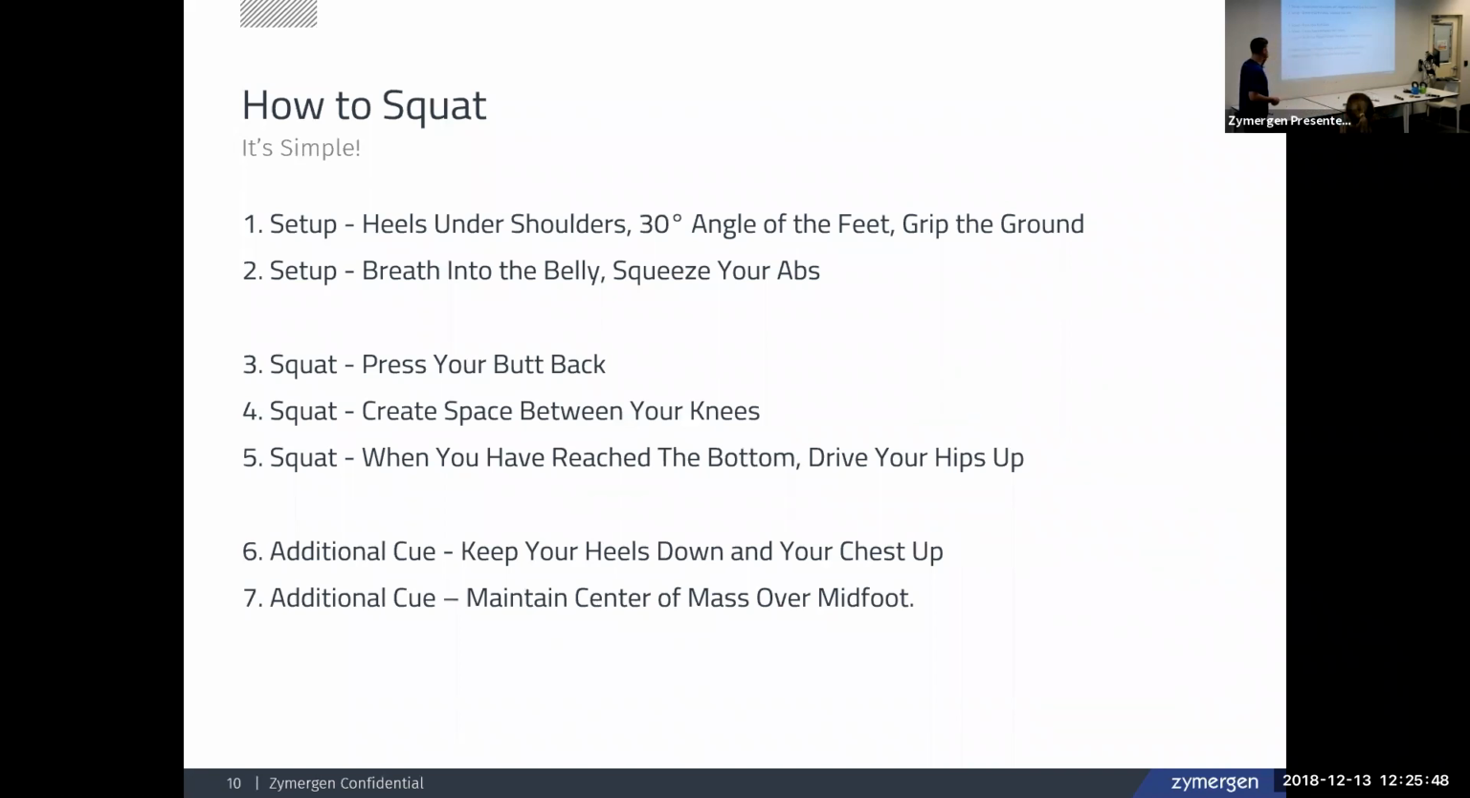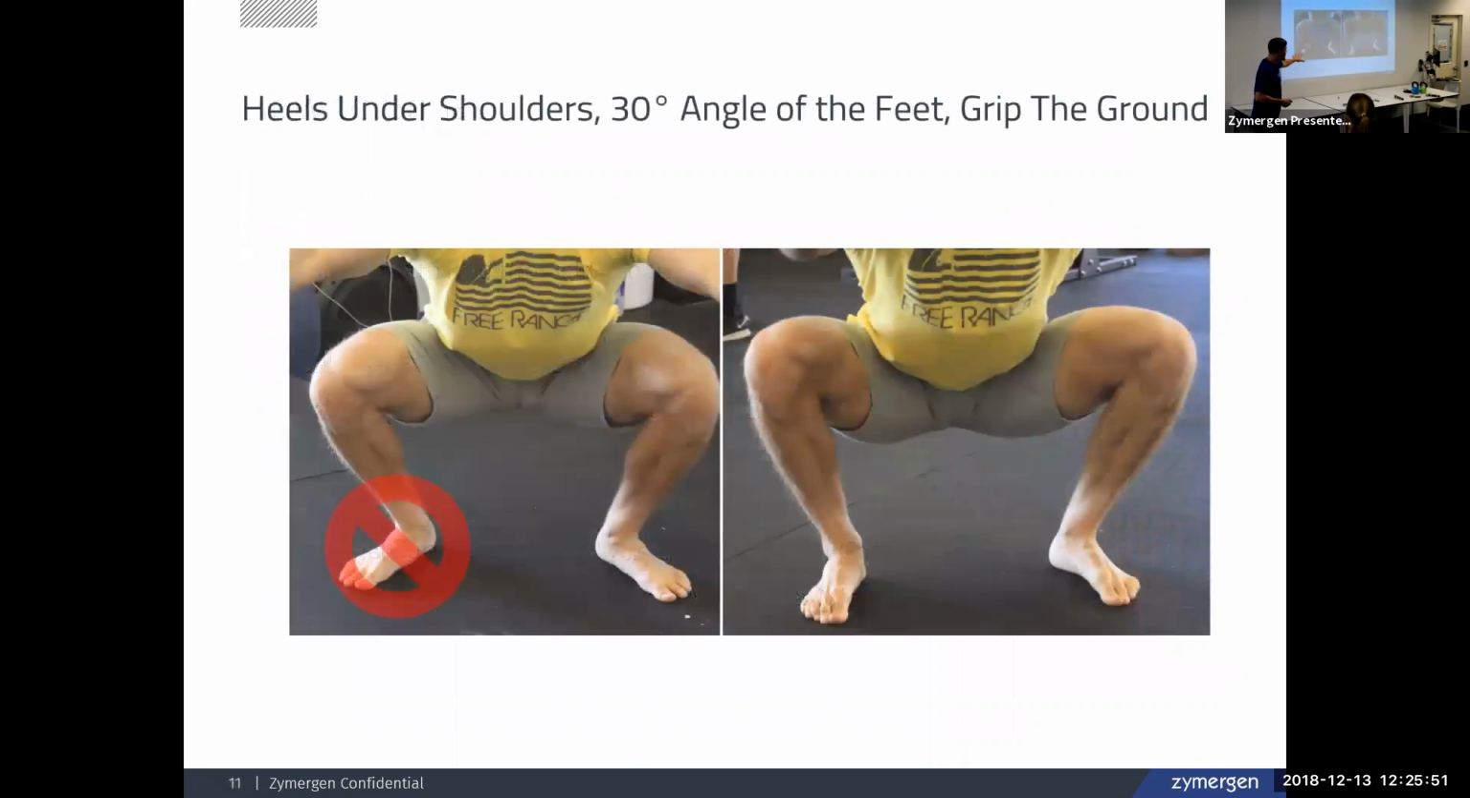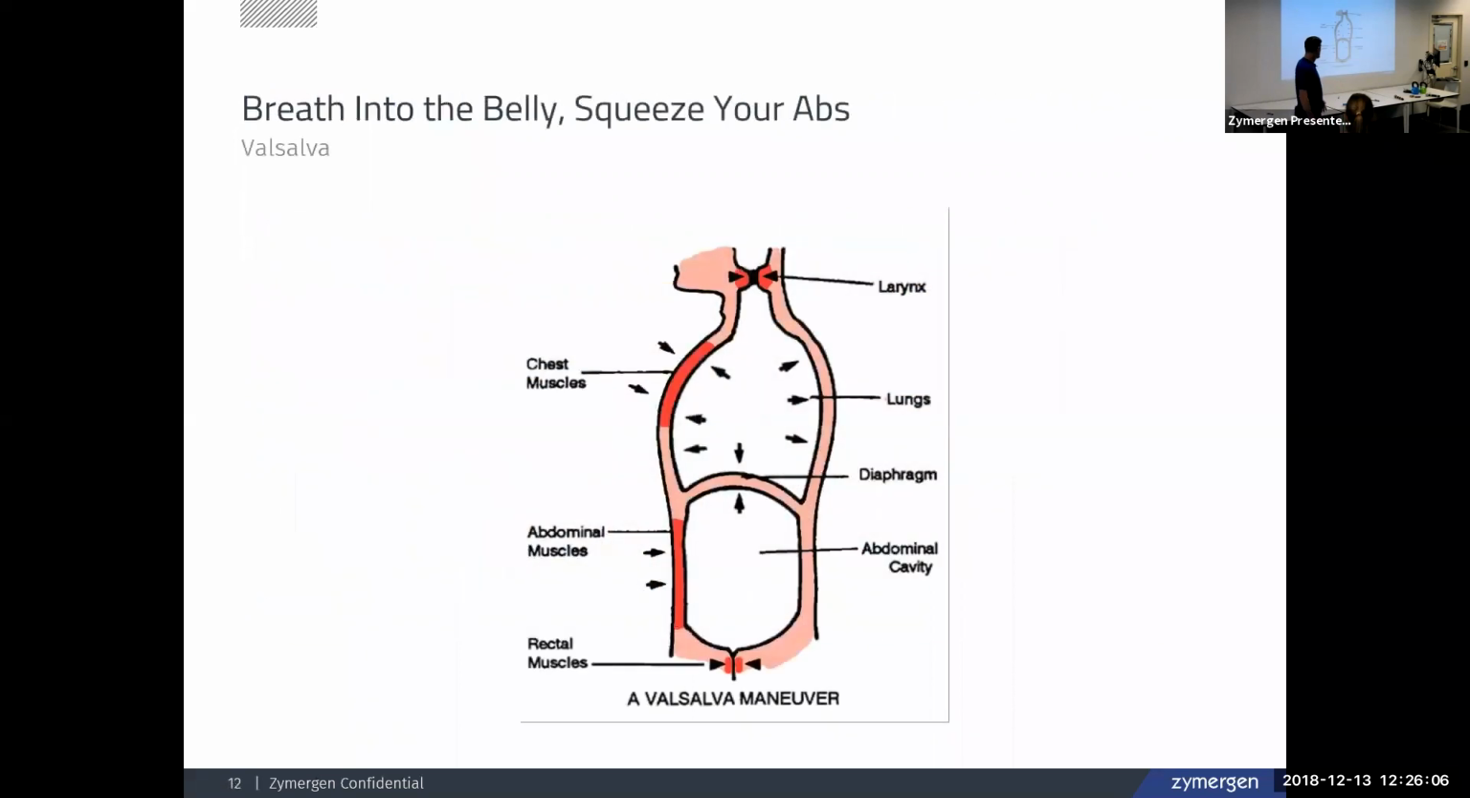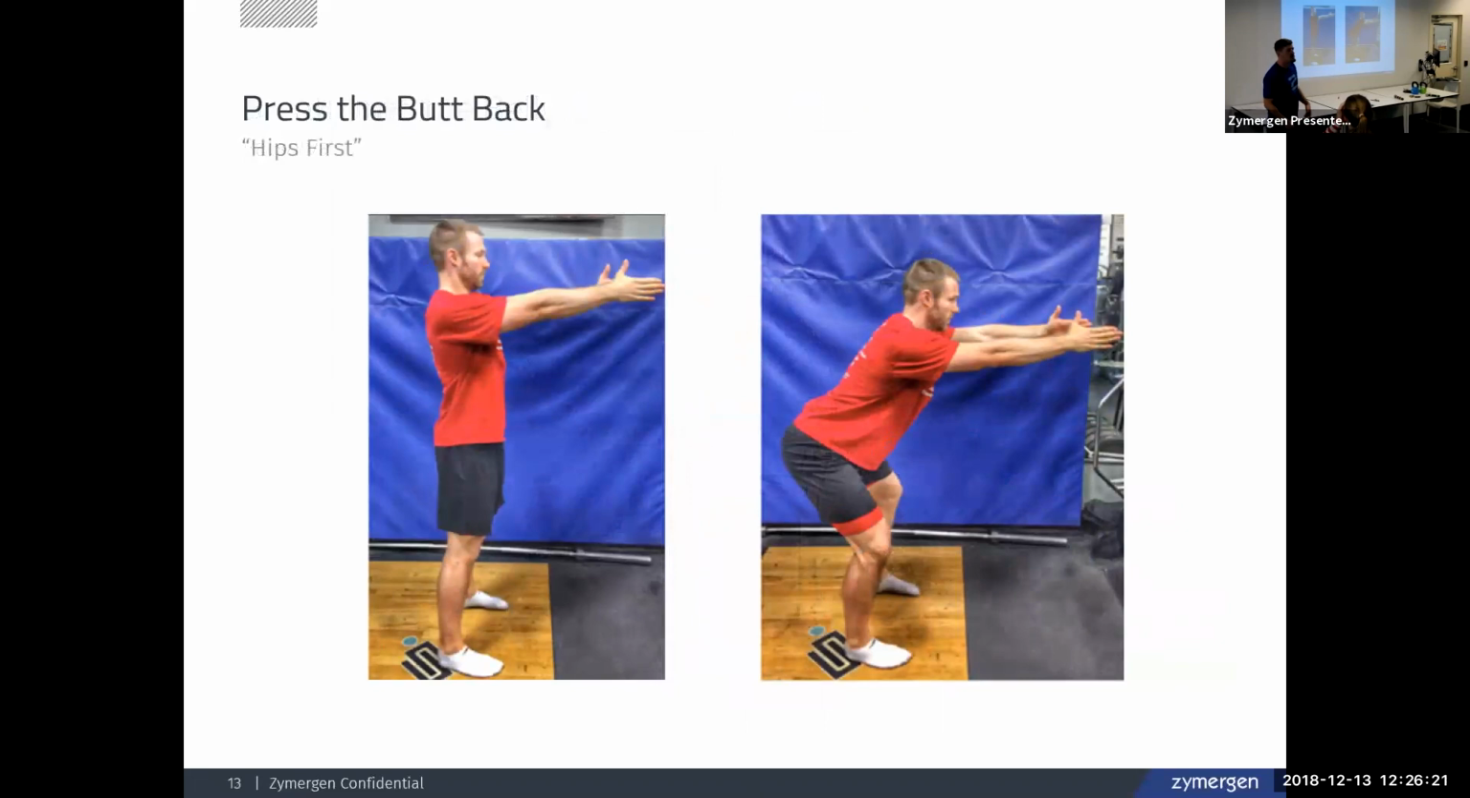Okay, so now we'll go into individual cues. So here we go. This is what the feet are going to look like. About shoulder width apart, 30-degree angle. And I want you to notice here, this is a flat foot. This is a foot that's gripping the ground. This Valsalva. You may have heard the word Valsalva before. Anyone taking a Lamaze class? Yeah, there you go. All right, here we go. So you got your feet, you got your breath. Start by pushing the butt back, or hips first. All right? Cool, you can come back up again.